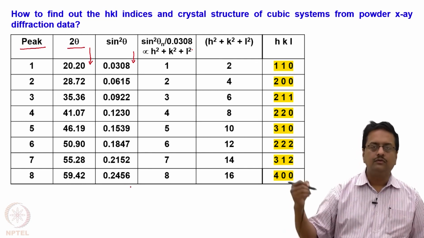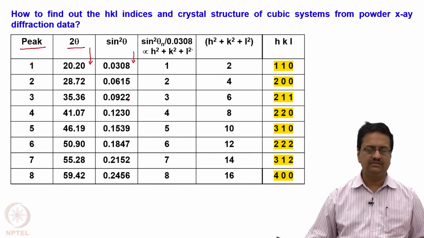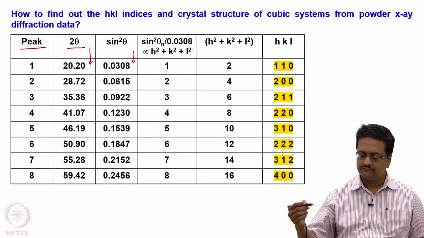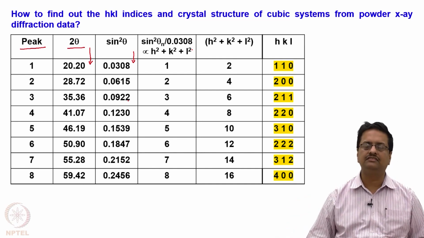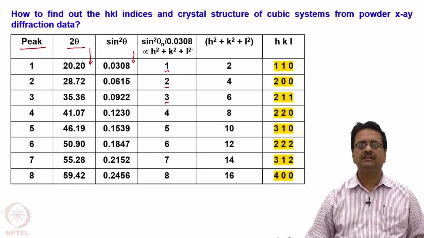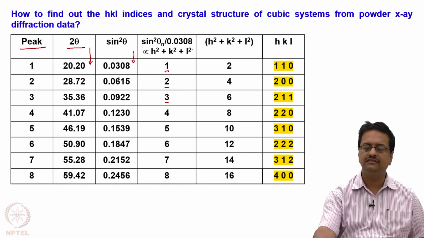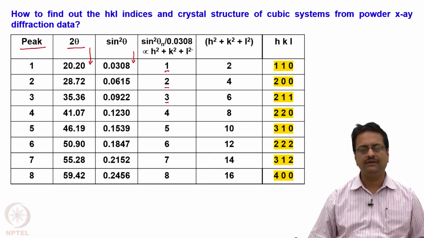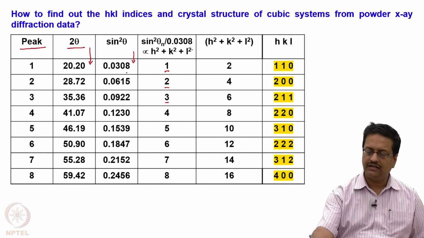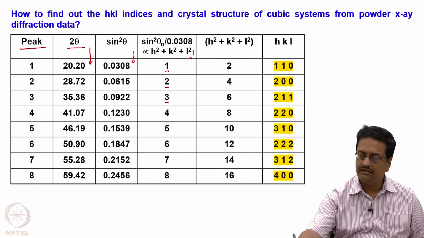Now we try to find a common factor in this column of sine square theta, where if we divide all these numbers by that common factor, we should end up getting integers. In this particular case, the first term 0.308 serves the purpose of a common factor. That common factor is used to divide all the values of sine square theta in this column, and the result is written in the fourth column.